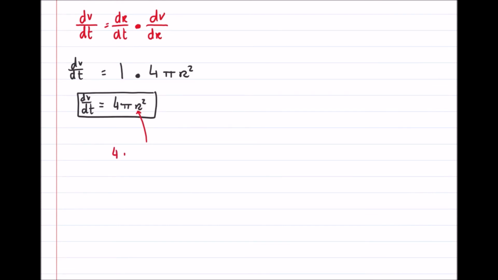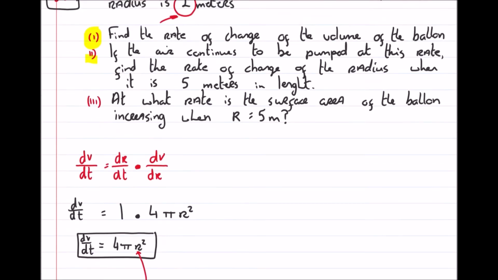So 4 pi r squared, and I put in 2 meters here, but I'm going to do it in centimeters. So 4 pi in centimeters. 2 meters is 200 centimeters, and that will give me 160000 pi centimeters cubed per second. That's dV/dt. Okay, next question then.